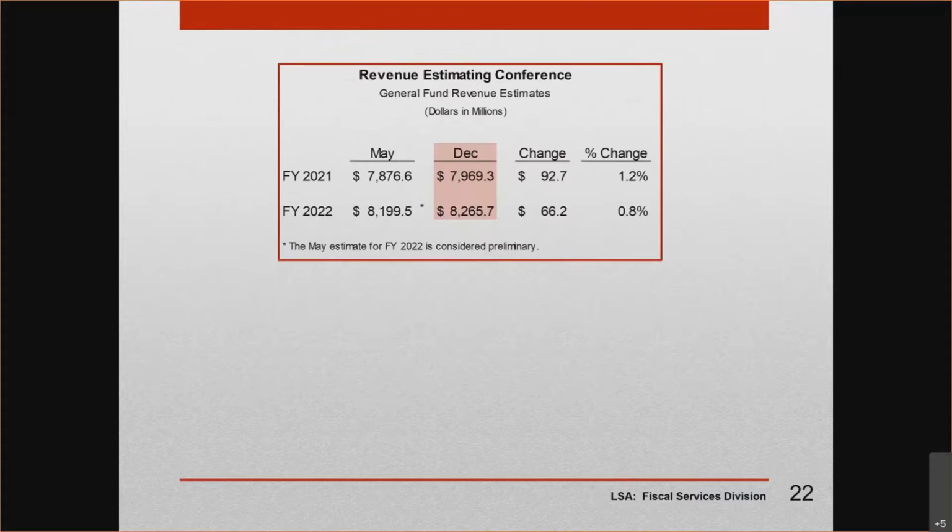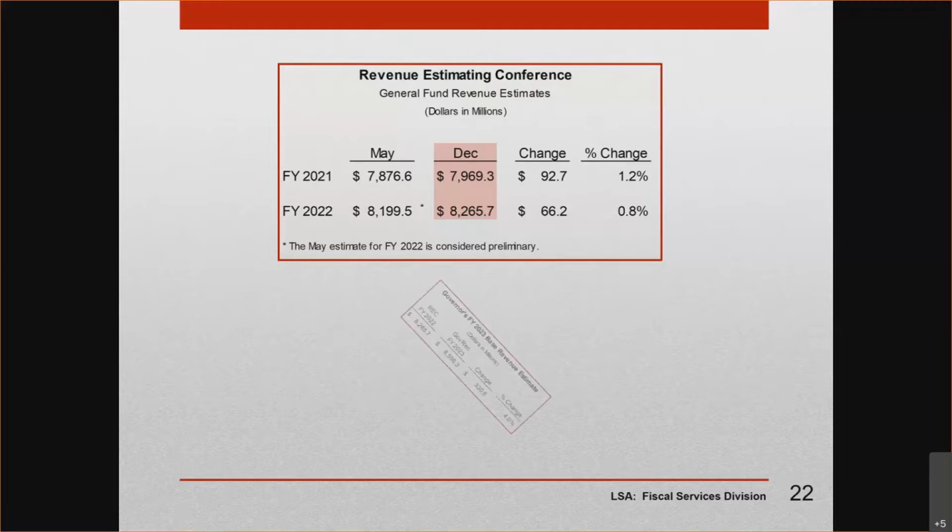Governor's recommendations. We'll just keep going through this. This table shows the REC estimates from the December 11, 2020 meeting of the REC. The governor's budget is based on those December estimates. The fiscal 21 estimate went up $92.7 million compared to the May estimate. That's about a 1.2% increase. And then for fiscal 22, they increased that estimate by about $62 million compared to their preliminary estimate of about $8.2 billion back in May. It was almost like a status quo revenue estimate.